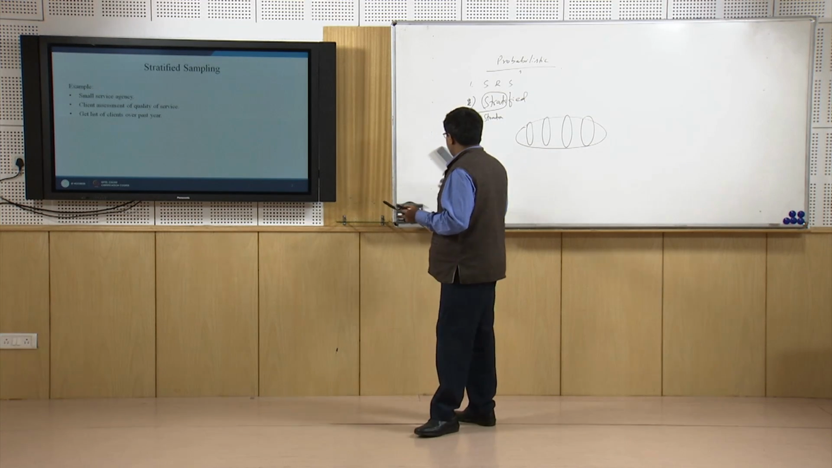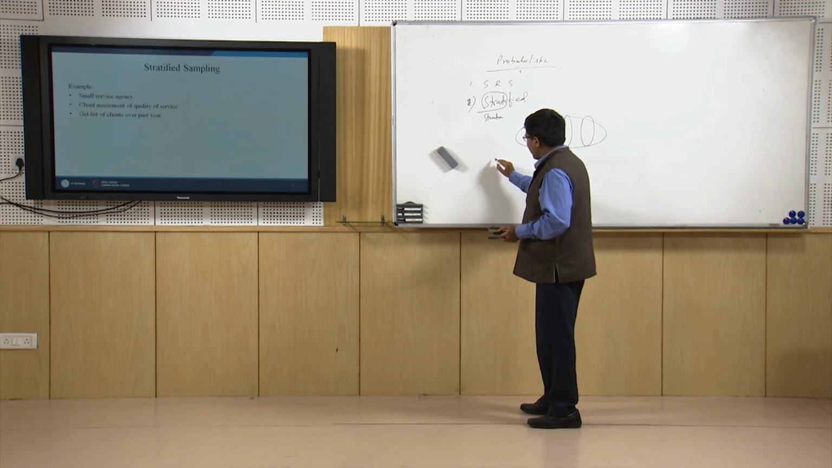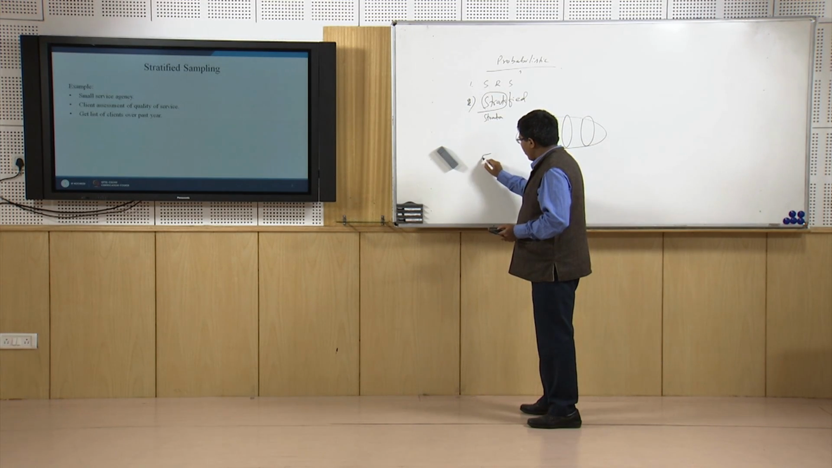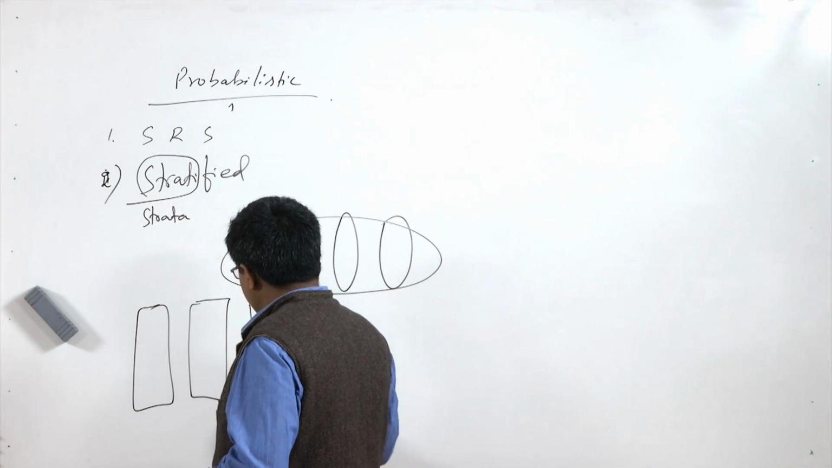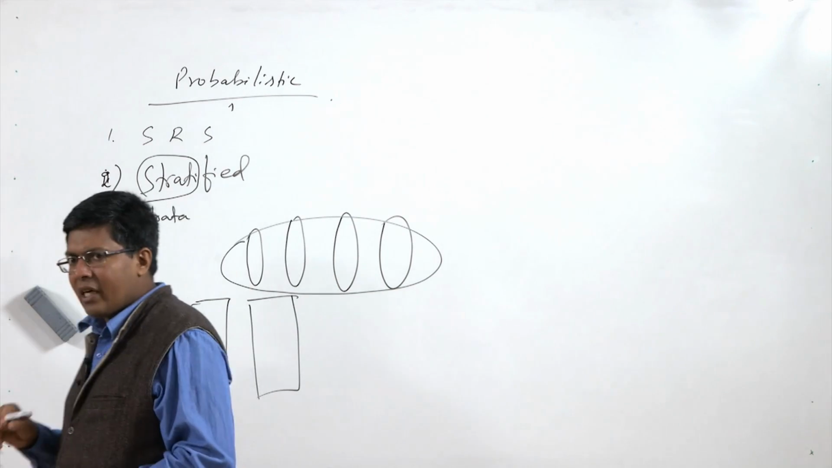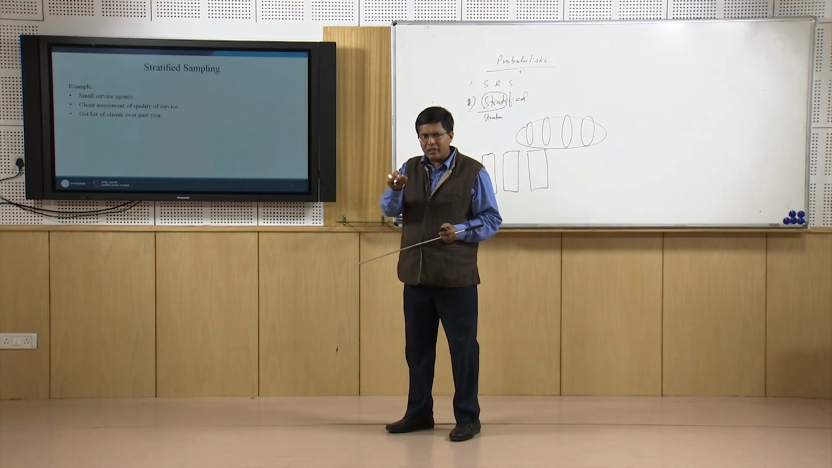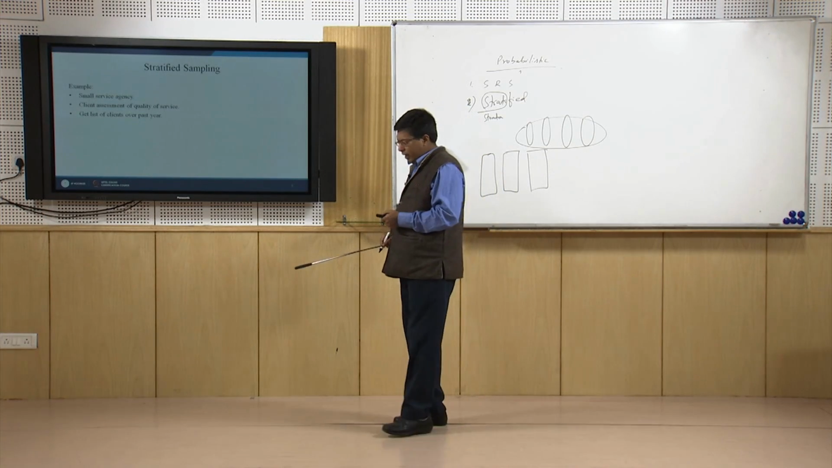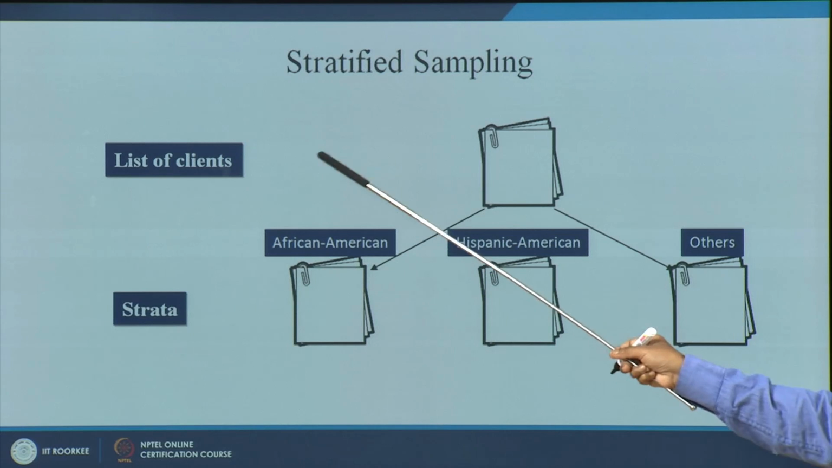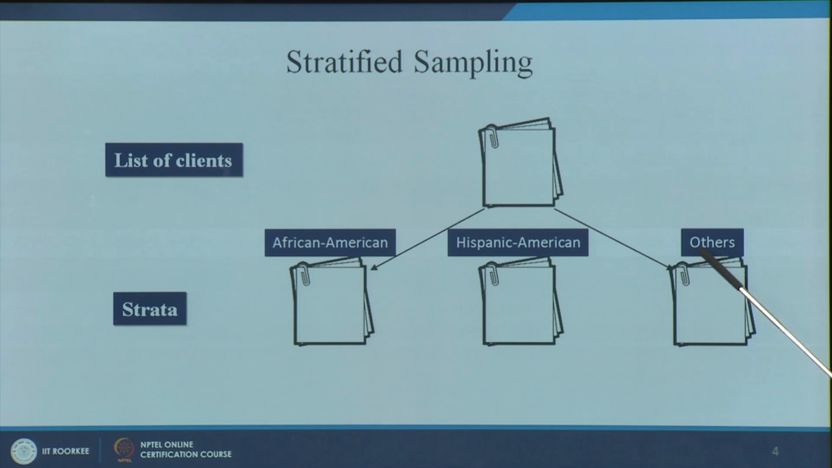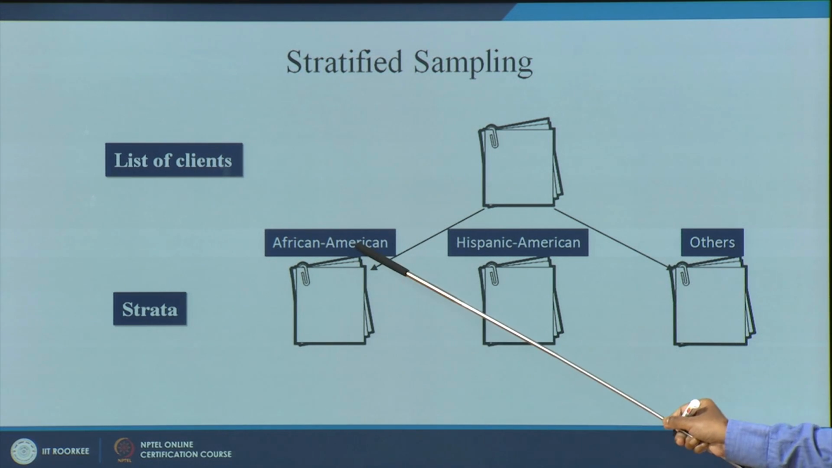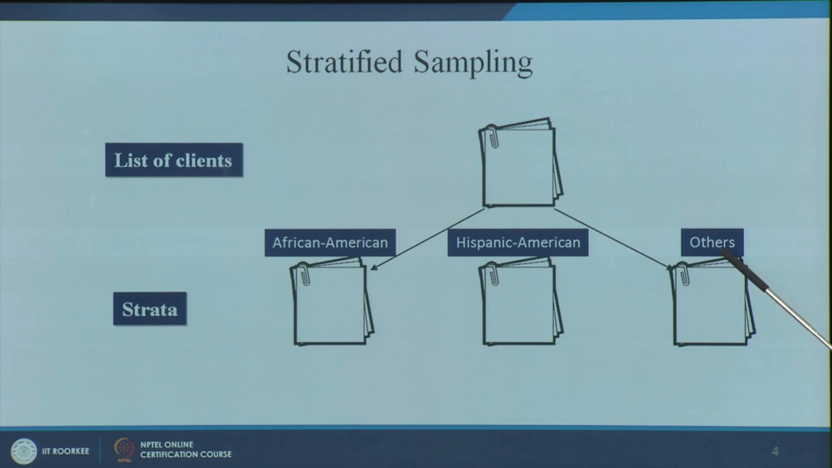Now, what it is doing is that stratified sampling divides the population into several strata through several variables. From each strata there would be some representation. So, this is a list of clients, the sampling frame, from which 3 different kinds of clients, 3 strata, have been built: the African American, the Hispanic American, and the others.